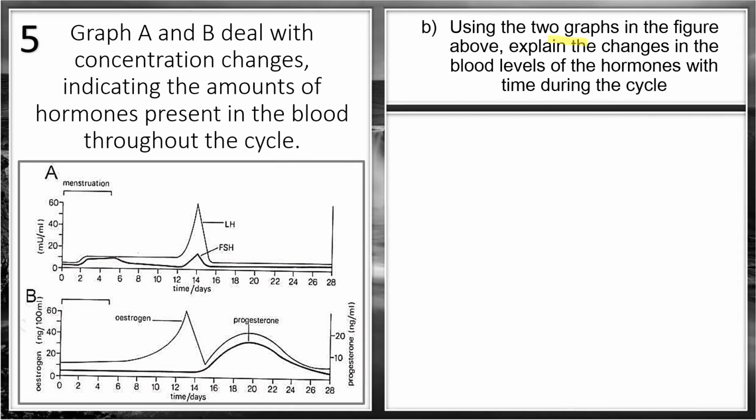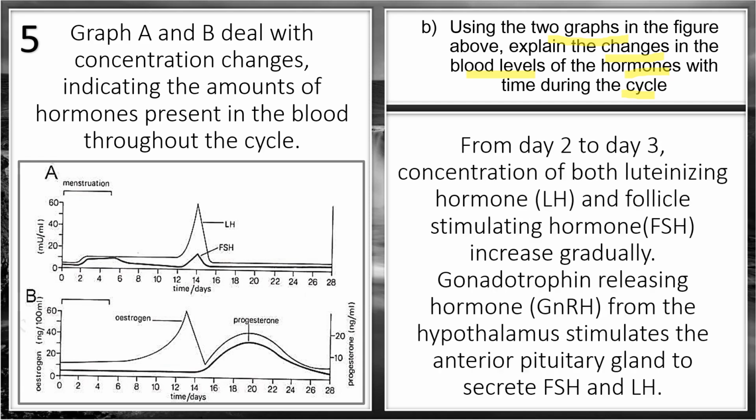Using the two graphs in the figure above, explain the changes in the blood levels of the hormones with time during the cycle. From day 2 to day 3, the concentration of both luteinizing hormone and follicle-stimulating hormone increased gradually. That is day 2 to day 3, they increased gradually, both the luteinizing and the follicle-stimulating hormone.